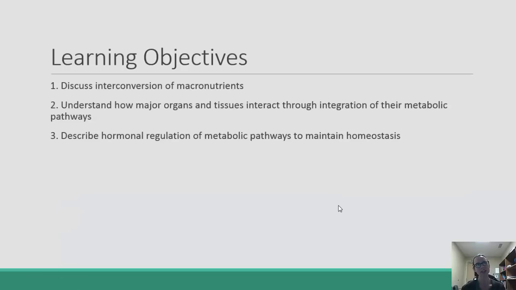So we've talked a little bit during our second protein section, and when we talked about the feed-fast cycle, we did talk about some of the relationships between our macronutrients, and we're going to delve into that deeper today. Our learning objectives are to discuss the interconversion of macronutrients. We also want to understand how major organs and tissues interact through integration of their metabolic pathways. And we want to describe hormonal regulation of metabolic pathways to maintain homeostasis.